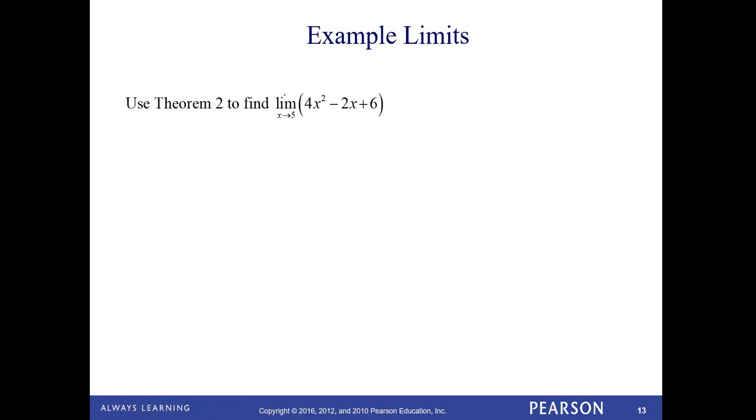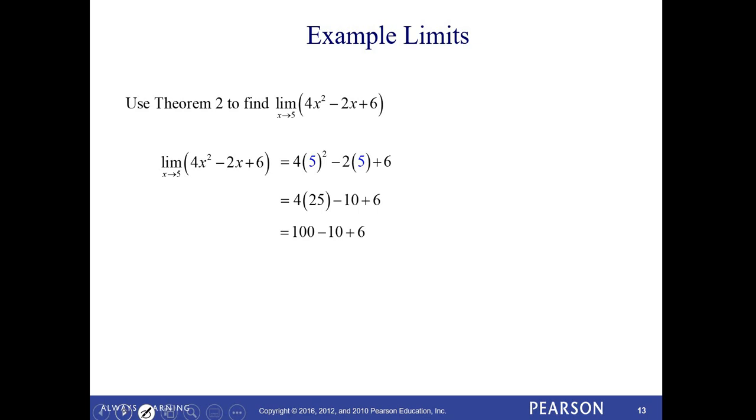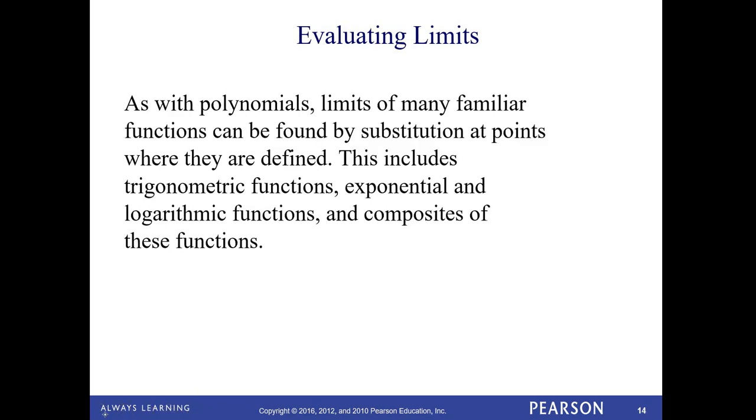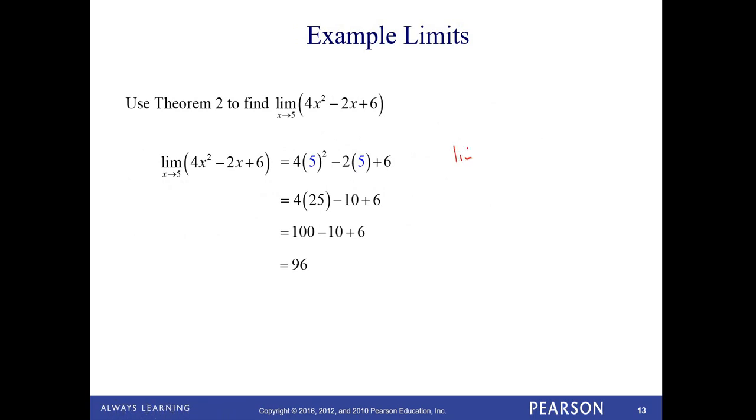All right, so let's do another limit here. All I have to do is plug in my 5. This is a polynomial function, so I'm going to just plug in 5. Doing the math, I get 96. So the limit, oops, let me back up. I always like to write it again. The limit as x gets close to 5 of this polynomial function is simply the value of the function.